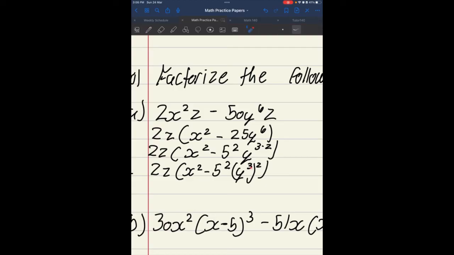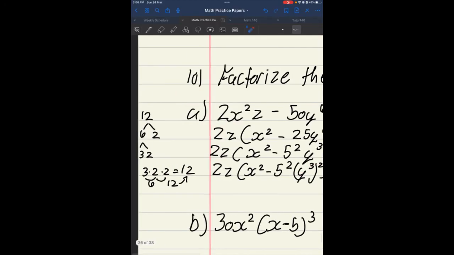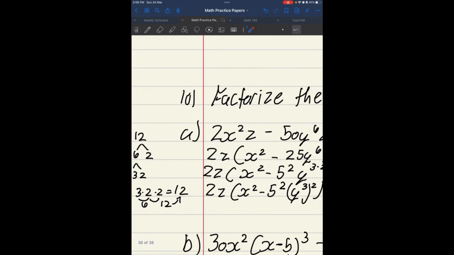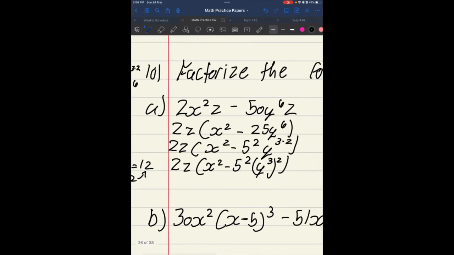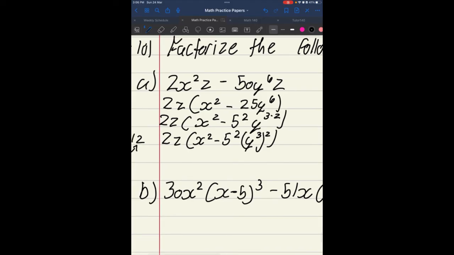Because 3 raised to the power 2 is just 6. So this would be y to the power 6. See, y cubed raised to the power 2 is equal to y to the power 3 times 2, which is equal to y to the power 6. Okay, so it's the same thing, we're just rewriting it.